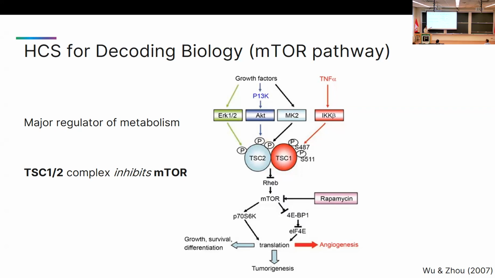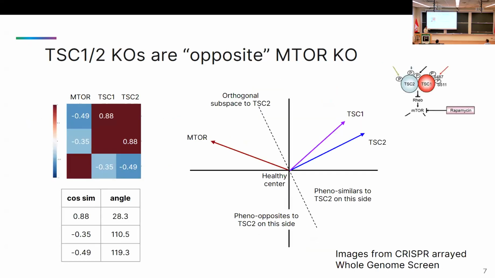This example shows the mTOR pathway. There are some complexes that play a similar role in the pathway, and then there are some inhibitory steps there too. When we look at cosine-based similarity of the embeddings that we get from these imaging-based experiments, you can see that TSC1 and TSC2 are pretty similar in space, and that they have an opposite effect on mTOR.